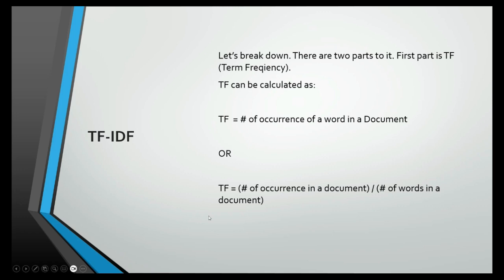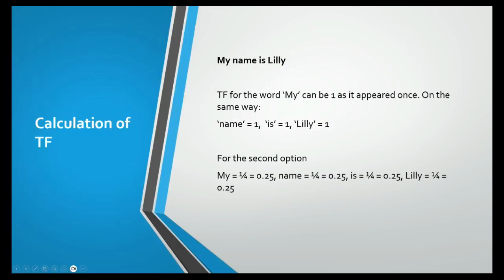First, in this page, you see the formula for TF. TF stands for term frequency. It can be calculated using either of these two formulas. The first one is very simple, simply the number of occurrence of a word in a document, or the number of occurrence in a document divided by number of words in a document. That means the number of total words. Let's see how it works.